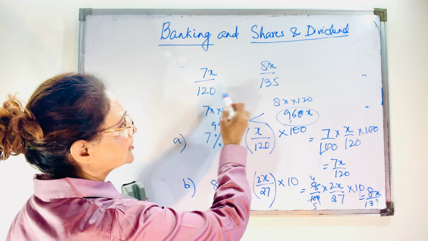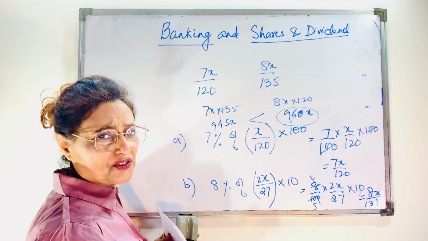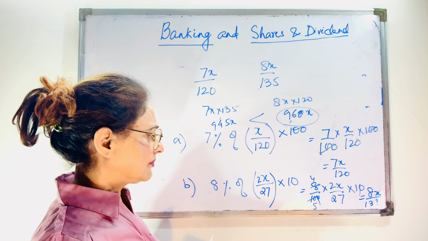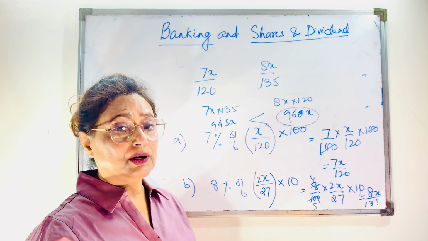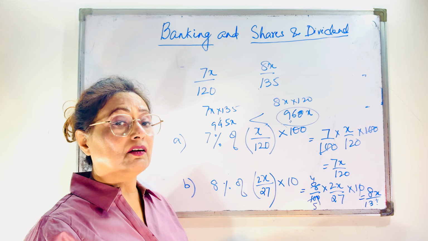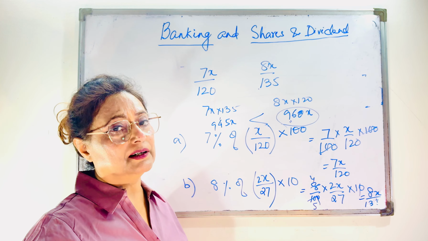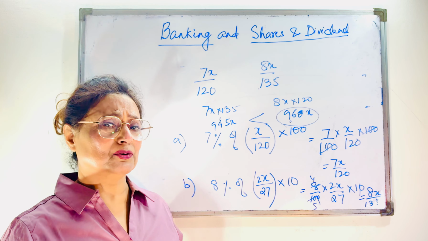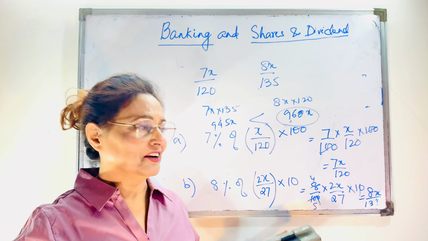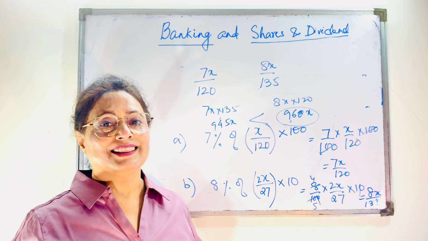To compare fractions, you can do this, or converting to decimal is not a very good idea. Got it? That is all. So shares and dividends is only about understanding that dividend is always on face value or nominal value. Got it? I hope this was a good recap and it will help you. Okay? Thank you for watching.